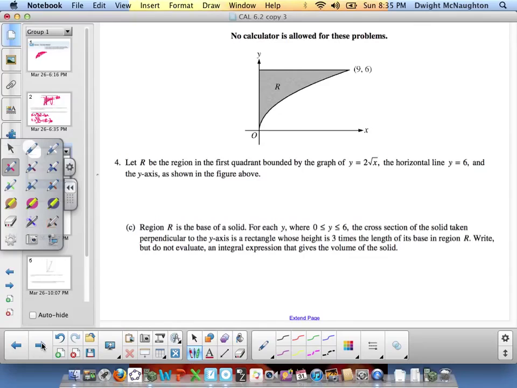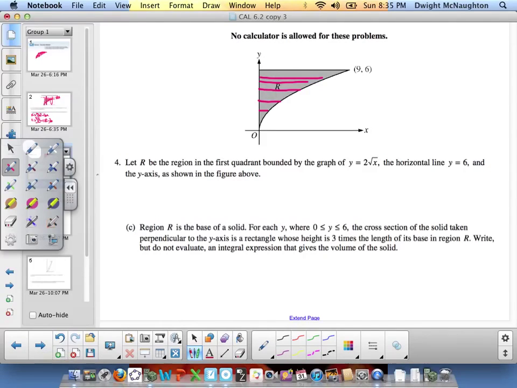R is the region. Region R is the base of a solid from 0 to 6. The cross-section of the solid taken perpendicular to the y-axis. Perpendicular to the y-axis will be like this. That means we're going to have an x equals equation. The cross-section of the solid is a rectangle whose height is 3 times the length of its base.